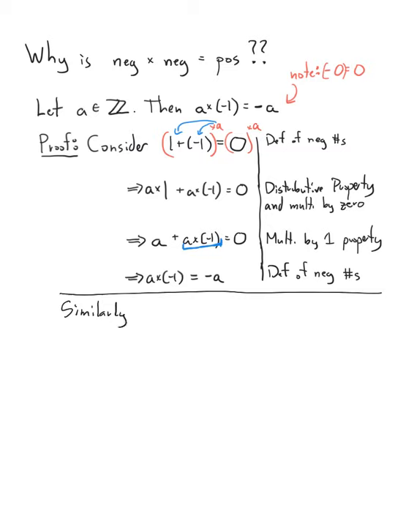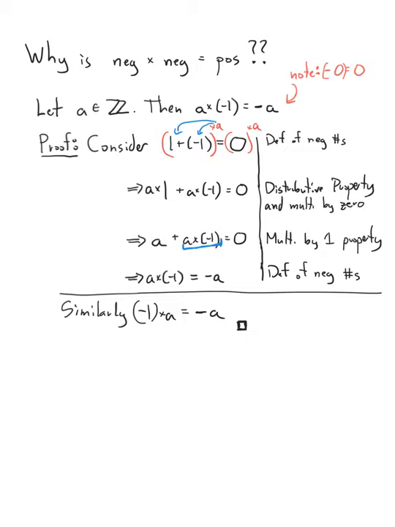If I have -1 times a, I also get negative a. So there we go. So we have, when we multiply any number we like by -1, it gives us the negative of that number. And this is why, because it must be the case. Okay?